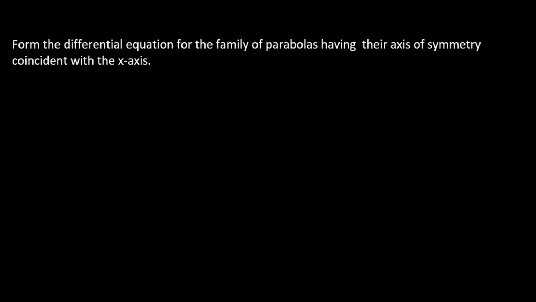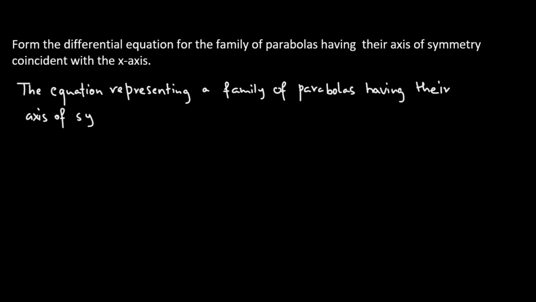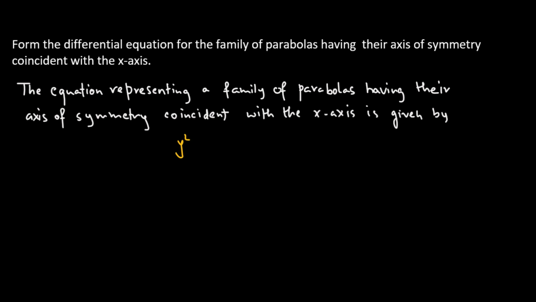Problem number 2. Form the differential equation for the family of parabolas having their axes of symmetry coincident with the x-axis. The equation representing a family of parabolas having their axes of symmetry coincident with the x-axis is given by y squared equals 4a times x minus h. Let this be equation number 1.